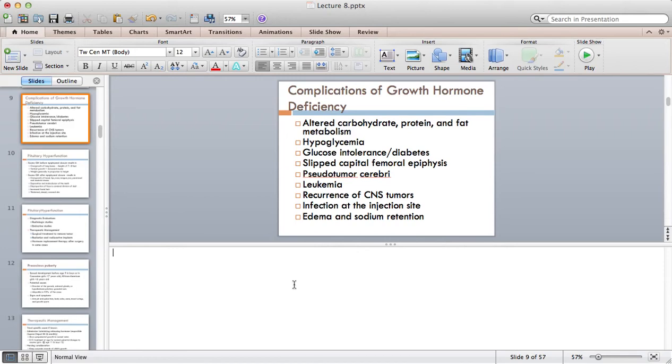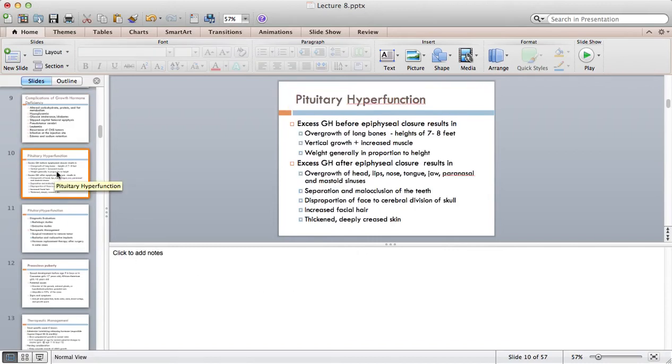Any questions with growth hormone hypofunction? Hmm? Any questions on that hypofunction of the growth hormone?